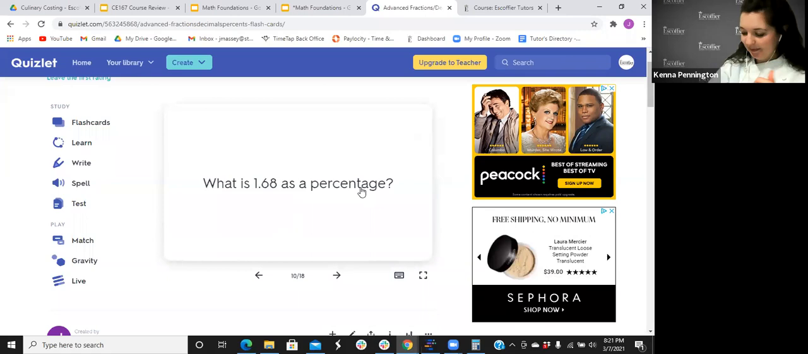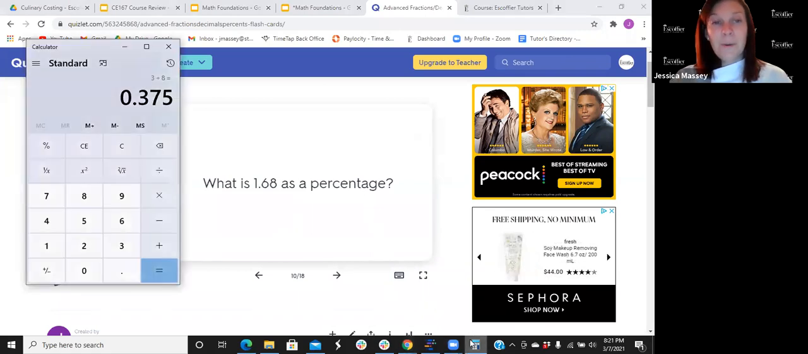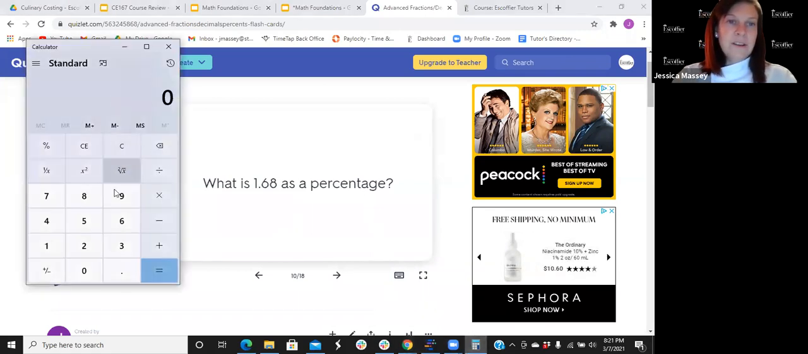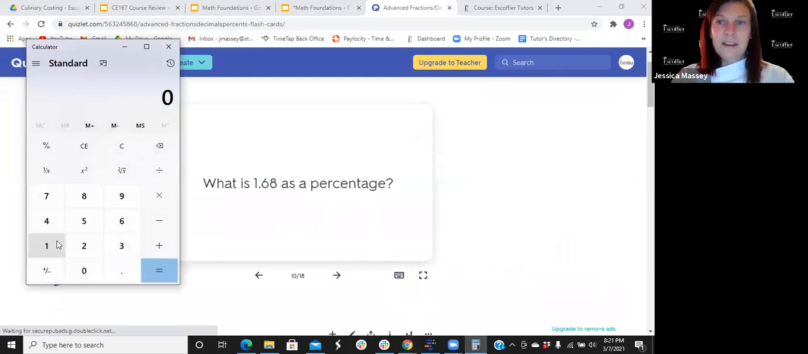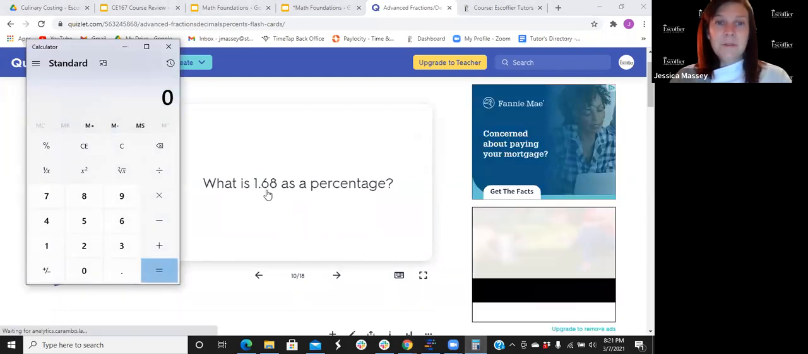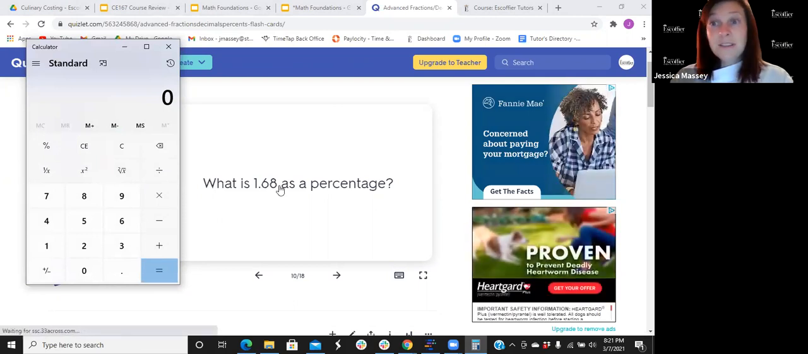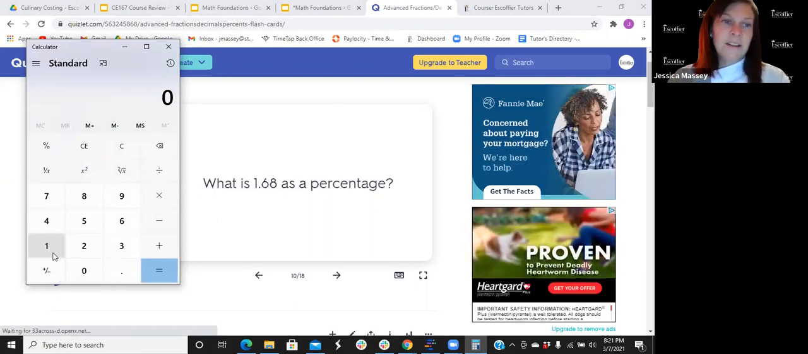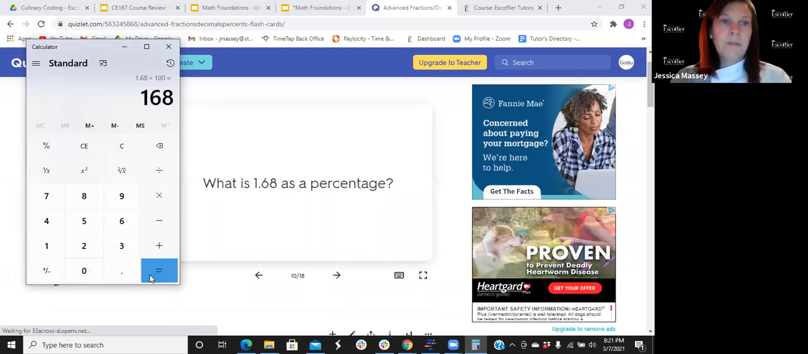So if you are sitting there thinking, how in the heck? You basically do the exact same thing. You can move that decimal 2 spots over, which leaves us with 168. Or you can take your 1.68, multiply it by 100, same principle, get 168.